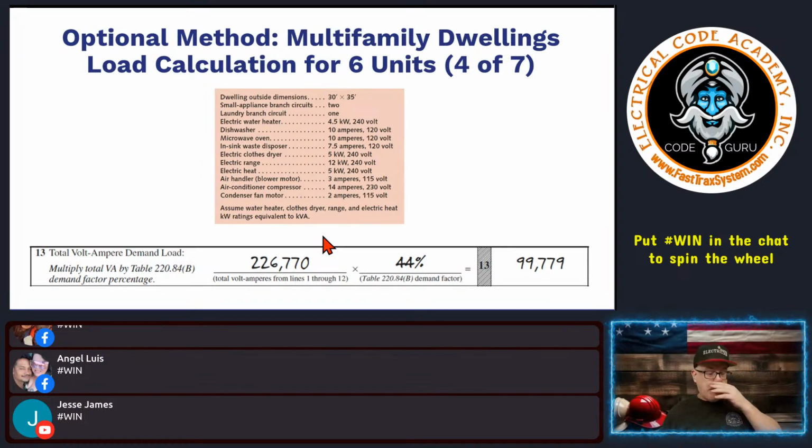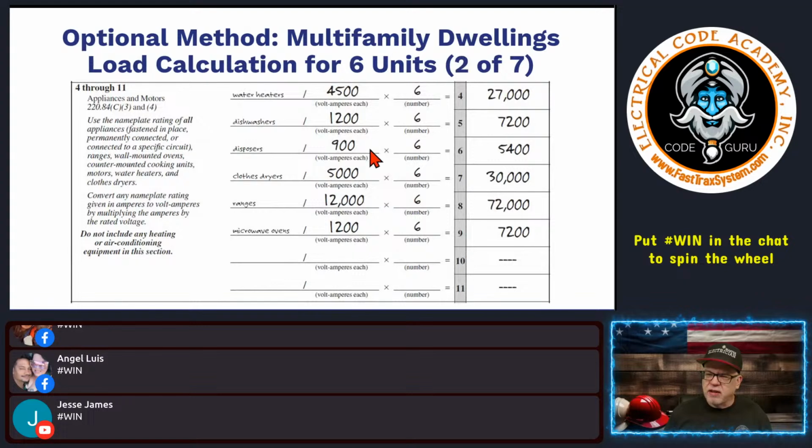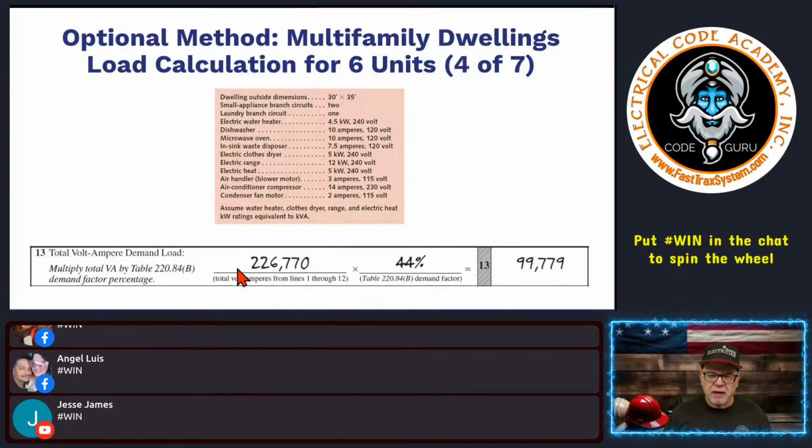All right, so now that is our total VA, that is our demand. That's after we have added all of this stuff at its full value. Now we're going to apply a percentage.